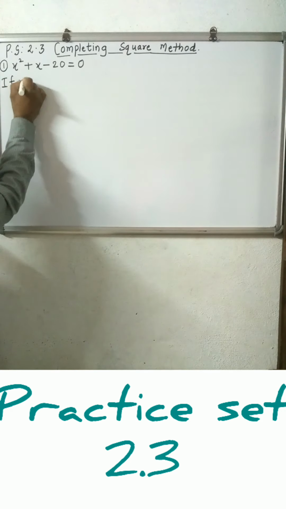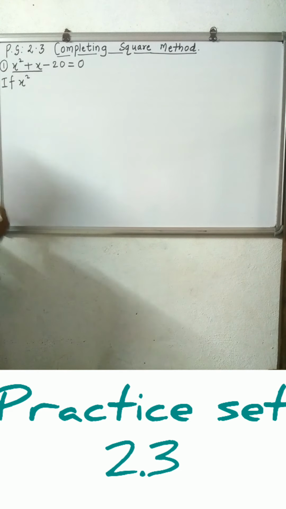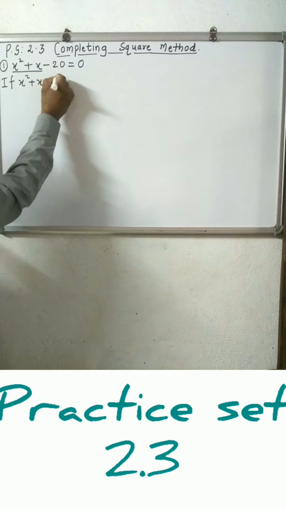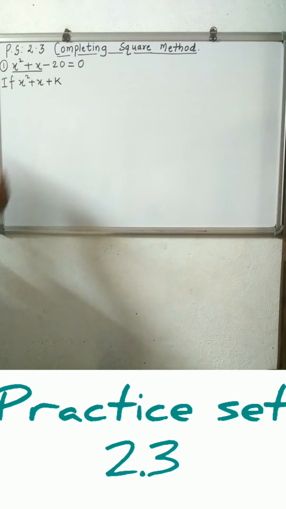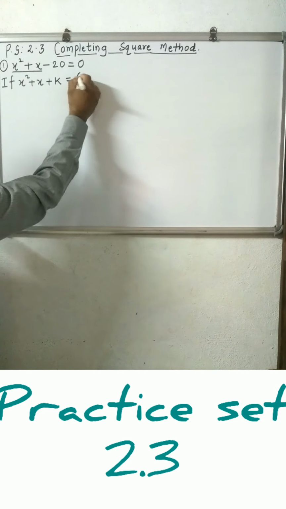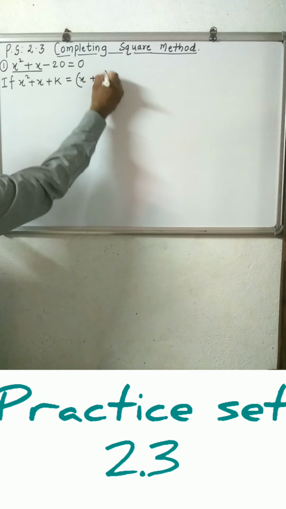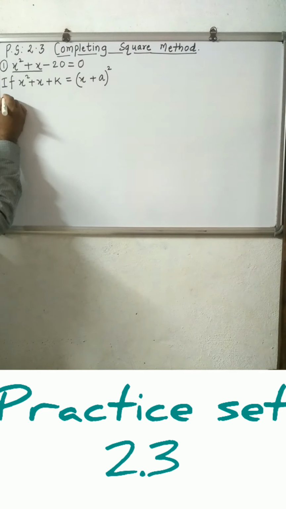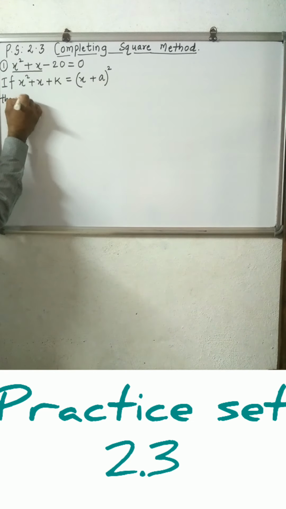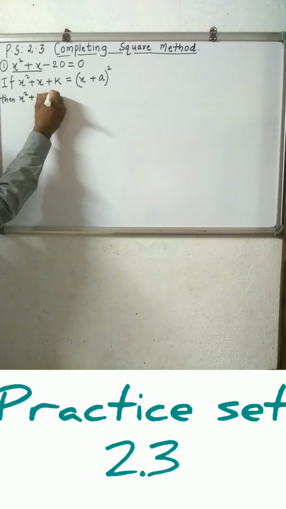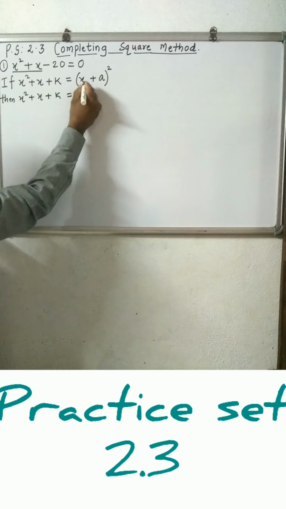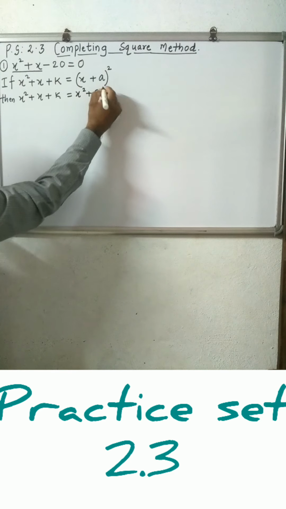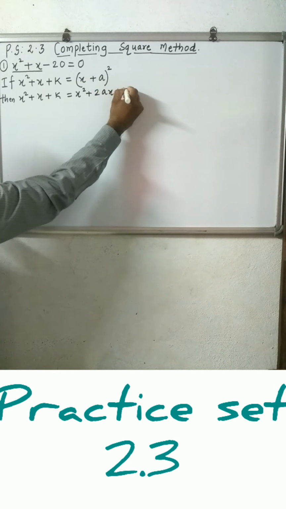If x square, first two terms we have to consider, x square plus x, we have to find the third term of the quadratic equation, let it be k, is equal to whatever variable x plus a bracket square. Then we'll get x square plus x plus k is equal to, expand this, a plus b bracket square, x square plus 2ax plus a square.